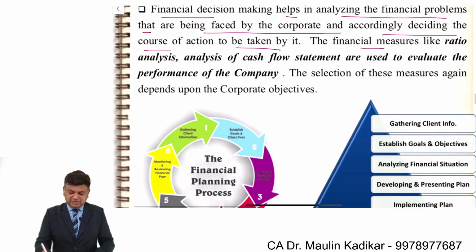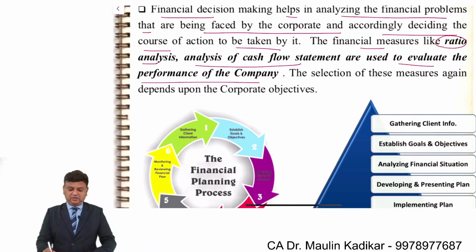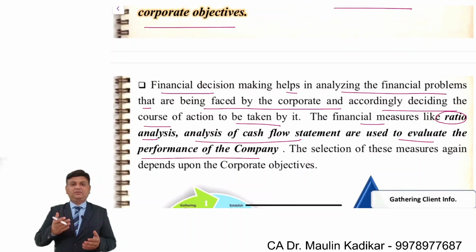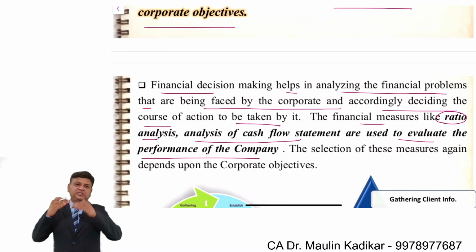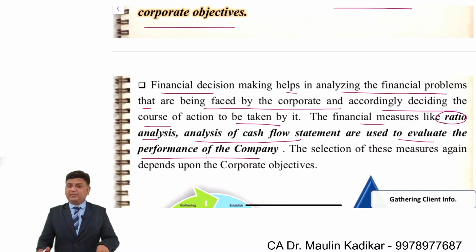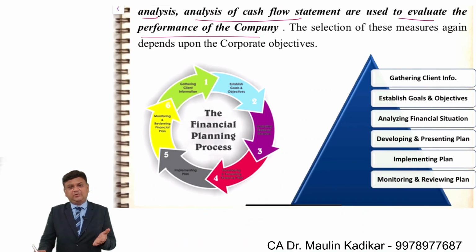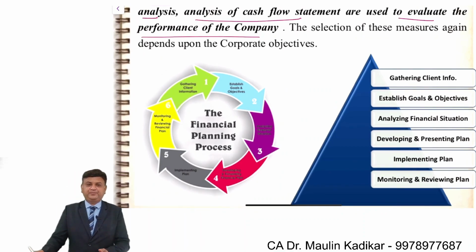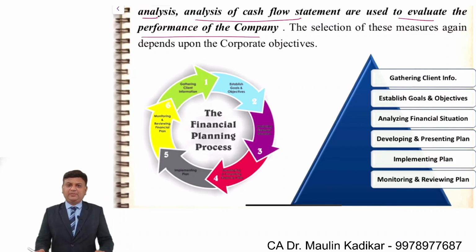The financial measures like ratio analysis and the cash flow statement are used to evaluate performance of the company. So we understand that there are certain barometers that you have. You have to see whether you are able to surpass them or not. Whatever the benchmark that you have, are you able to surpass that or not? That is what we are going to discuss over here. It means a kind of comparison you have to make: your gross profit ratio, your net profit ratio, then your market share, all those things you always have to see.